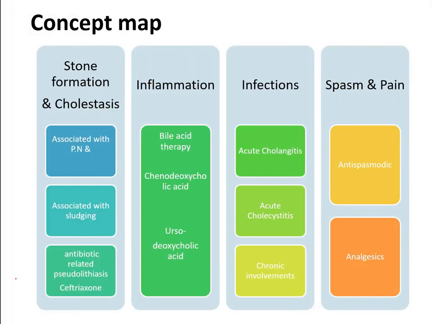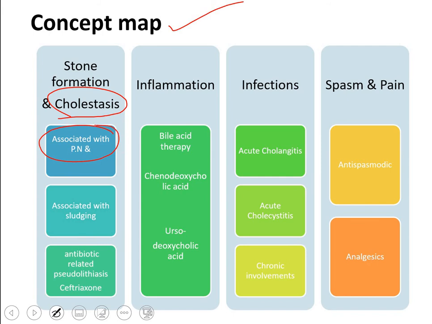Now let me proceed. So this is the concept map. As you see, stone formation may be there, and this stone formation may be due to cholelithiasis. Cholestasis means stasis of the bile, and then stone formation or sludge formation may be there. This is usually associated with parenteral nutrition, especially total parenteral nutrition, and then you may come across cholestasis or cholestatic jaundice.